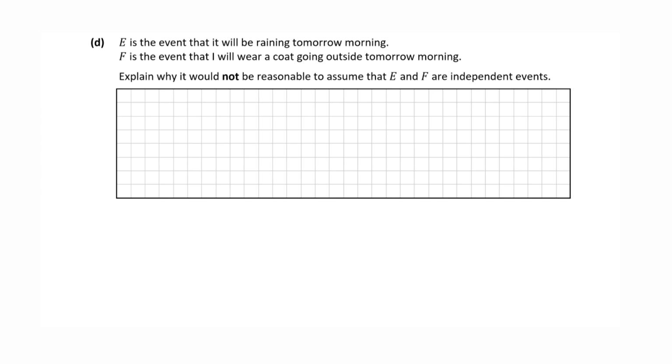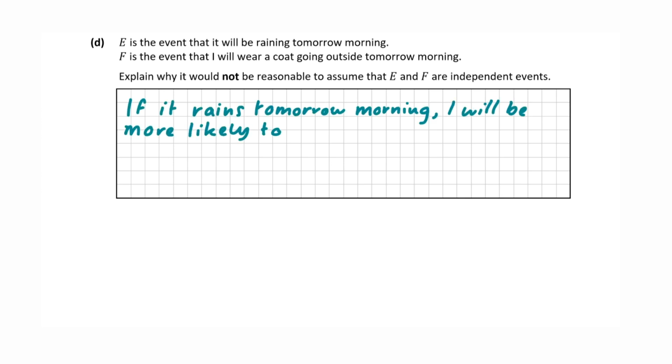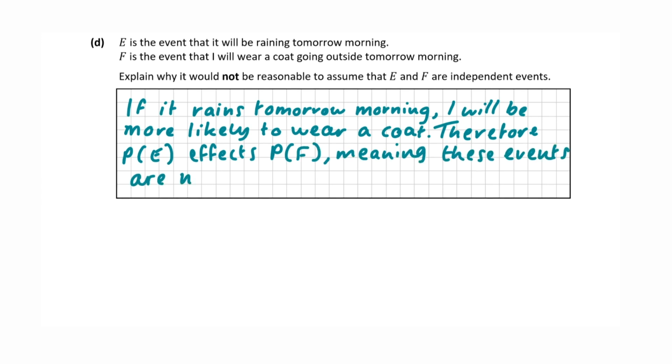So we need to put that into words. So I've just written that if it rains tomorrow morning, I'll be more likely to wear a coat. Therefore, the probability of E affects the probability of F, meaning these events are not independent. So to say anything along those lines, you get a total of 5 marks.